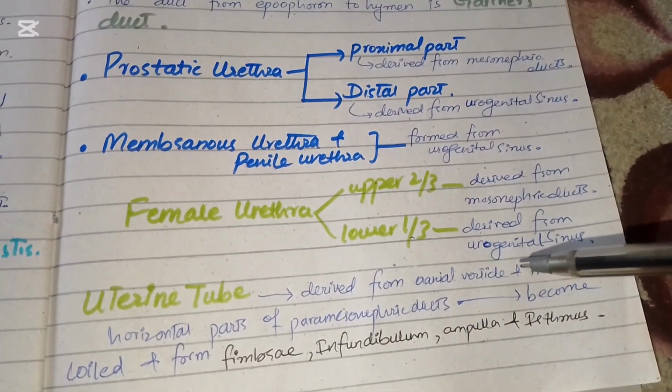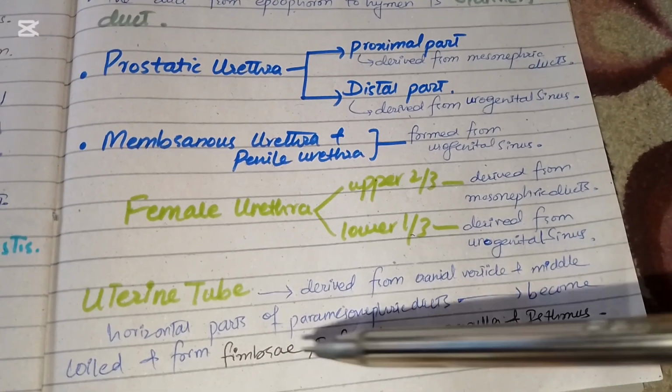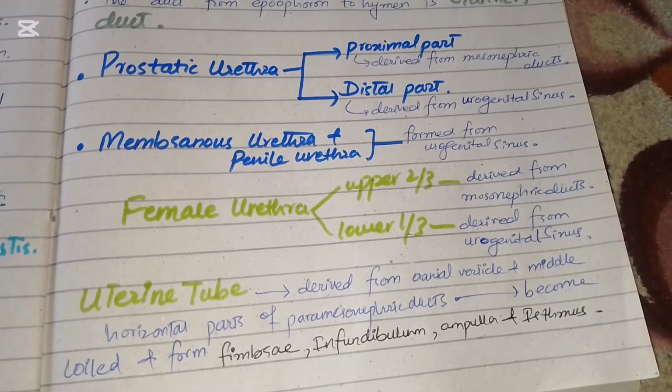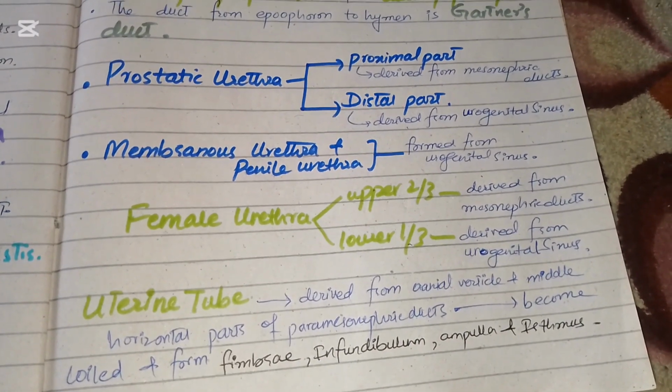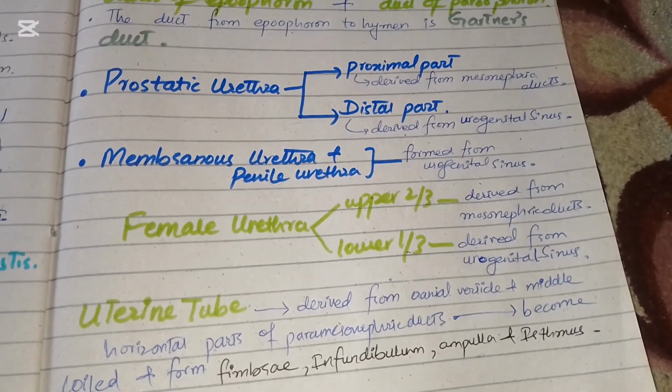The uterine tube is derived from the cranial vertical and the middle horizontal parts of the paramesonephric ducts, and they become highly coiled and form the fimbriae, infundibulum, ampulla, and the isthmus.